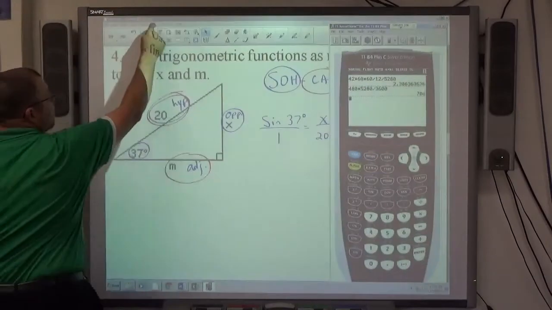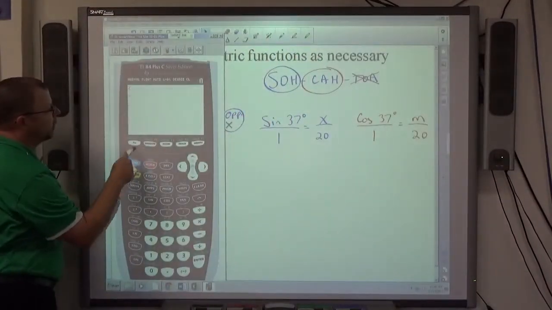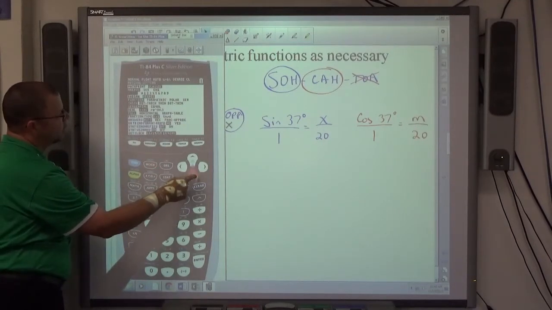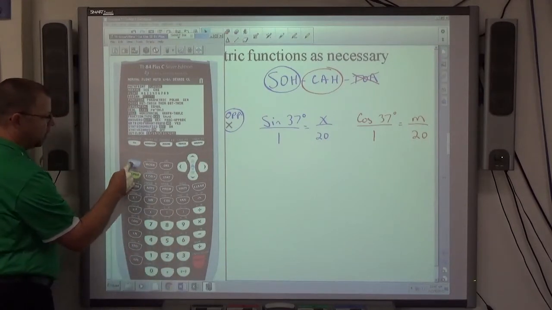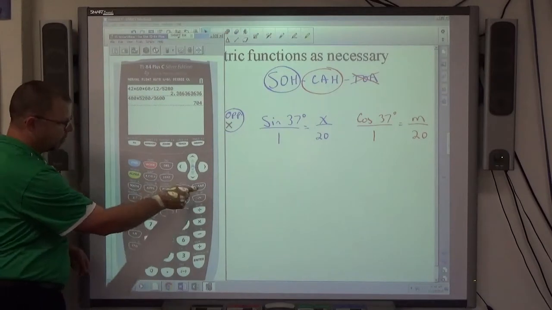I'm going to start by making sure I'm in degree mode. So if I hit mode and I verify that degrees is picked, if it isn't, I would just bring my blinking cursor on top of degree, hit enter, make sure it's picked. Then you hit second mode to get out of there. The right mode says quit.